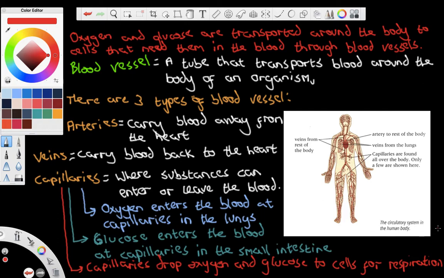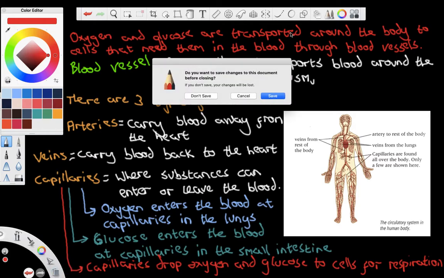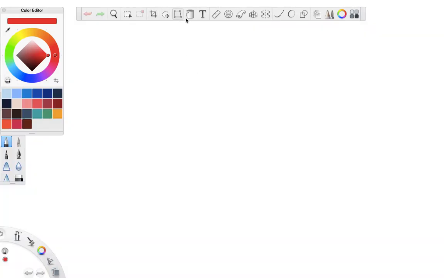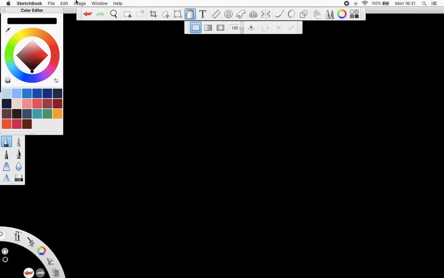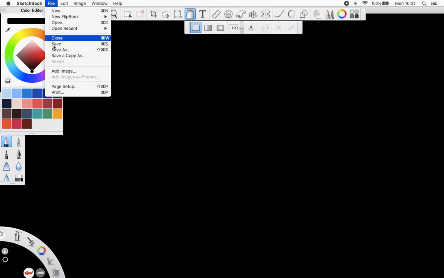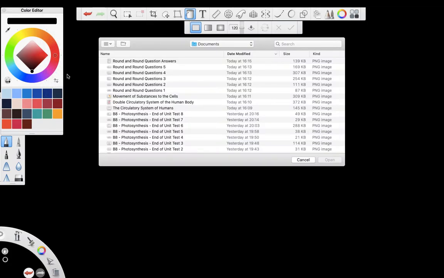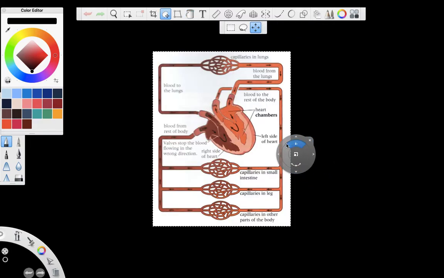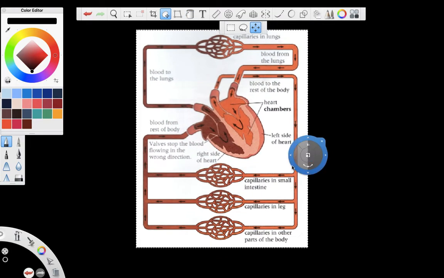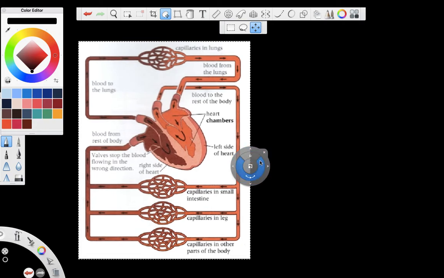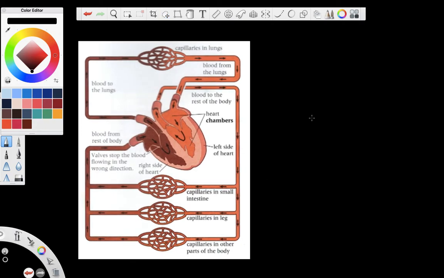Now, if we wanted to look at this in a little bit more detail, there's a second image on the lesson slides that we're going to use now. If we turn all this back to black and add the image that I want, it's this one. I'll make it a little bit bigger. So this shows the heart pumping blood around your body.